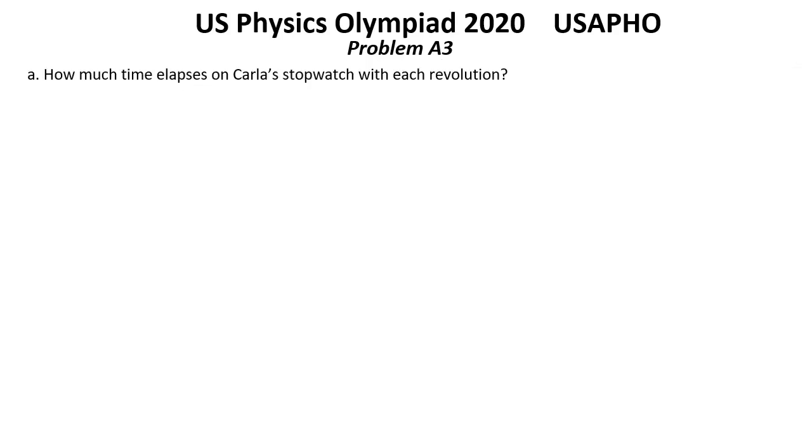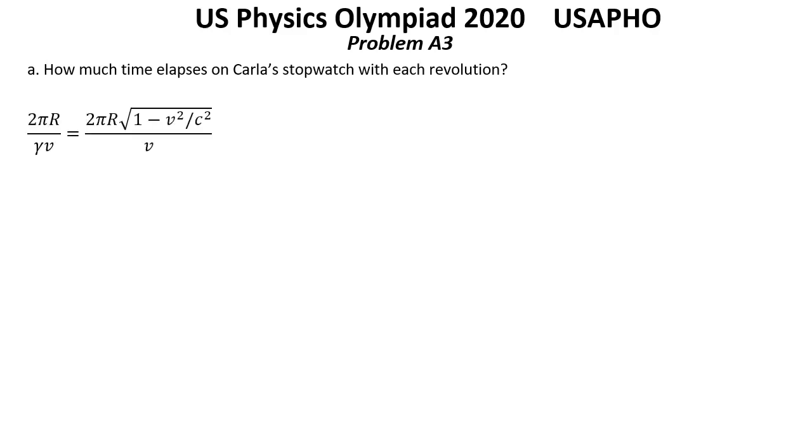Solution for problem A3. Question A. How much time elapses on Clara's stopwatch with each revolution? Solution. From time dilation, her clock ticks slower by a factor gamma. Therefore, each revolution takes 2 pi r over gamma v, which is this expression: 2 pi r multiplied by the square root of 1 minus v squared over c squared, all over v. That's the answer for question A.